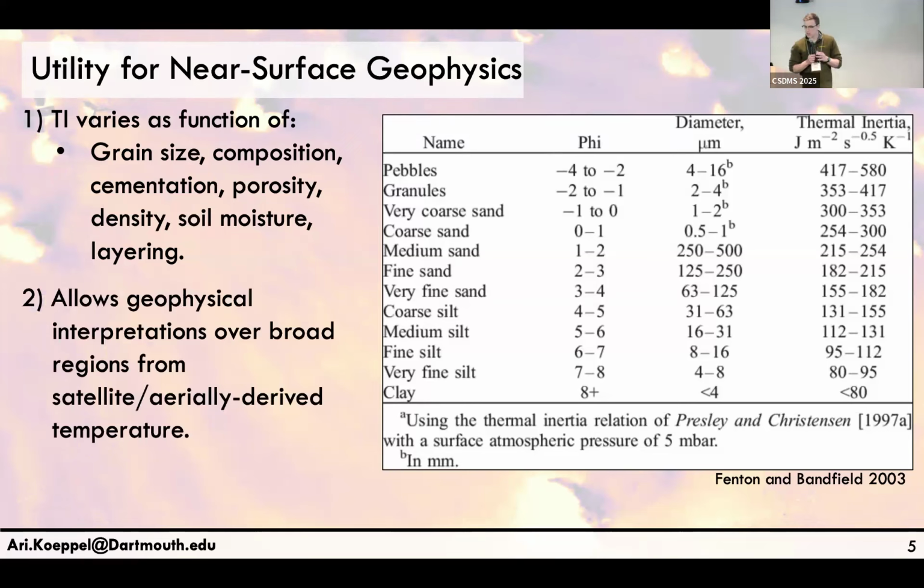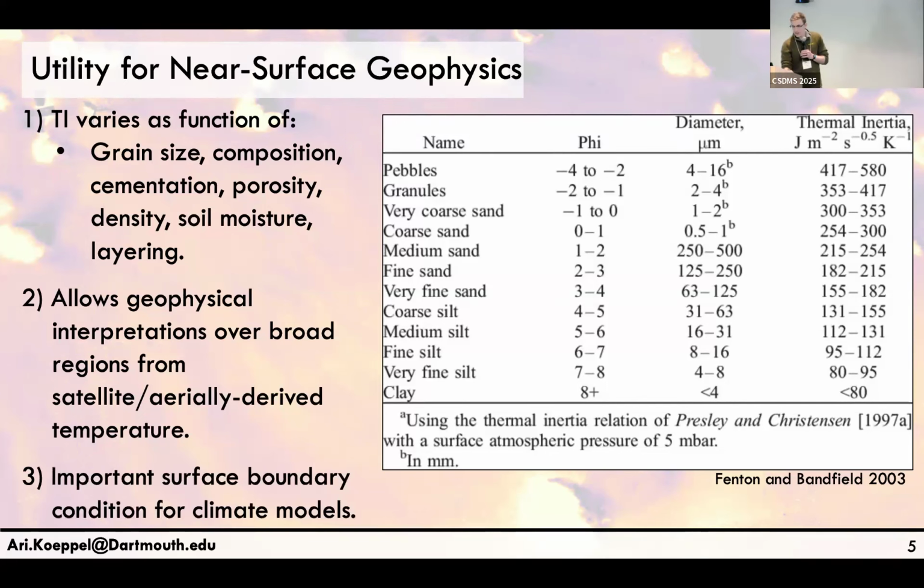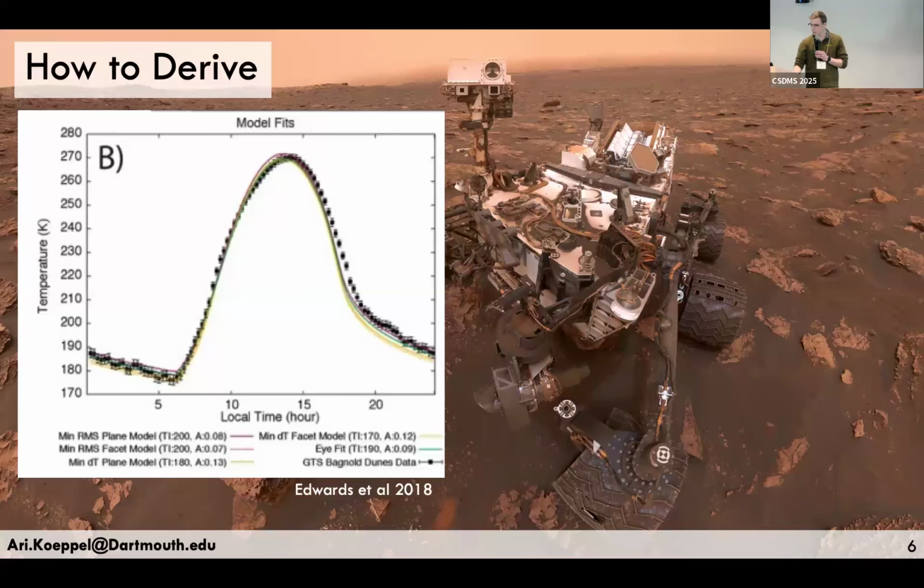Together, these relationships, as I've said, they allow for geophysical interpretations. And what I think the real utility is that we can do geophysical interpretations over broad regions using satellite or airborne derived images. And finally, I just want to point out that thermal inertia is often an important boundary condition in climate models. And I'd argue in this use case, it's actually chronically under-constrained.